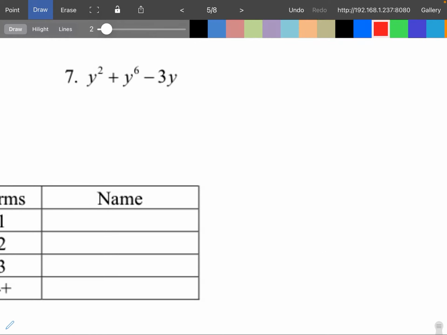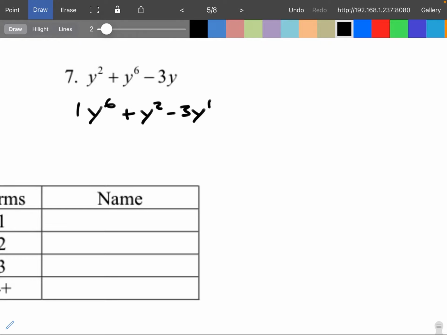All right, same thing on number 7. What's your highest power term? Good, y to the 6th. It's a positive y to the 6th, so we'll write y to the 6th. And then what comes next? Yep, y to the 2nd. That's a positive y to the 2nd, so we write plus y to the 2nd. That addition symbol implies that the y squared is positive. And then we only have one thing left, it's the minus 3y to the 1st, right? And our leading coefficient on this one would be a 1. That's the number out in front of the highest power term.